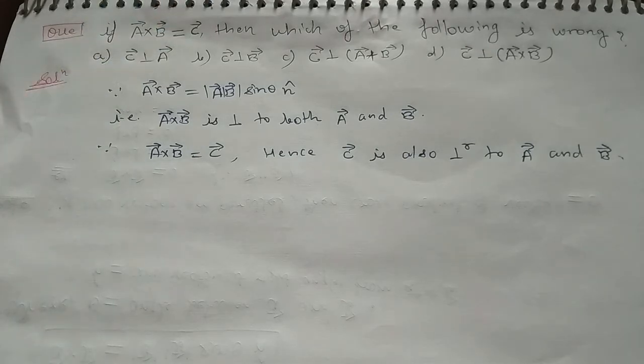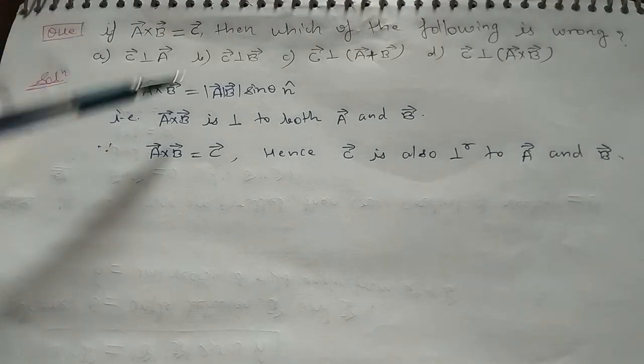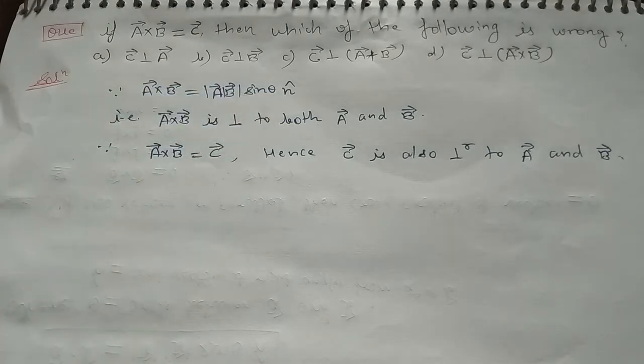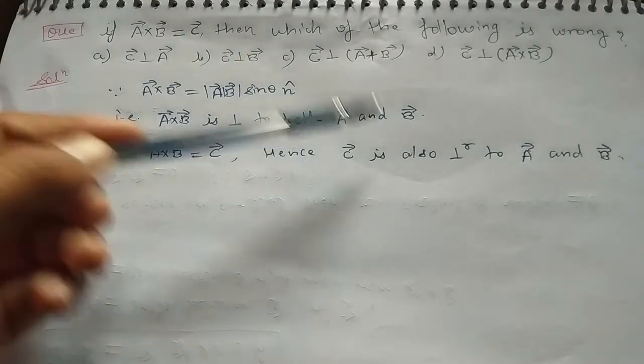So by definition, we know the definition of the vector a cross b. The vector a cross b is equal to mod of vector a, mod of vector b, into sine theta n cap, where n cap represents the direction of vector a cross b. That is, it is perpendicular to both vector a and vector b. So a cross b is perpendicular to both vector a and vector b.